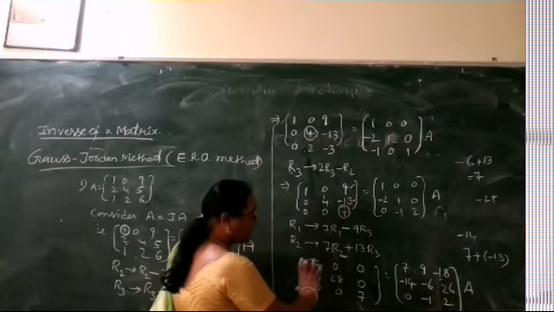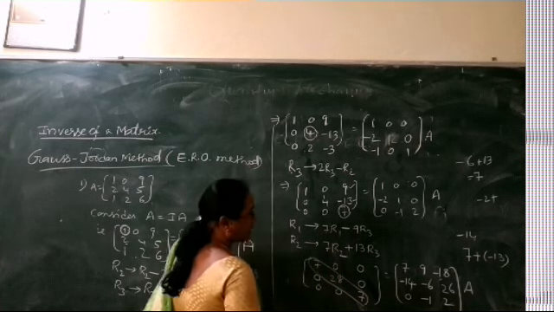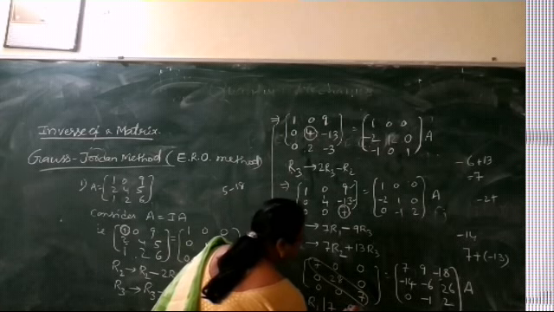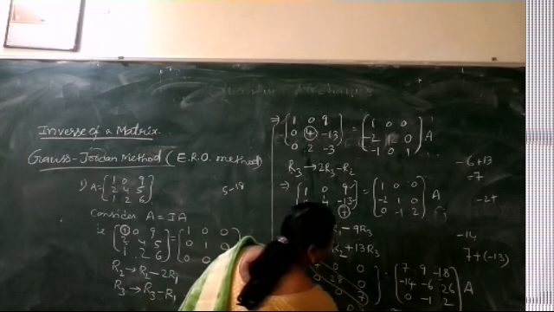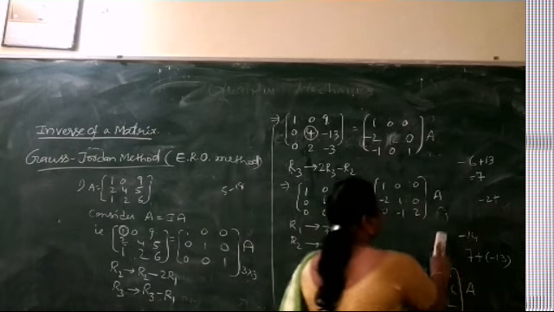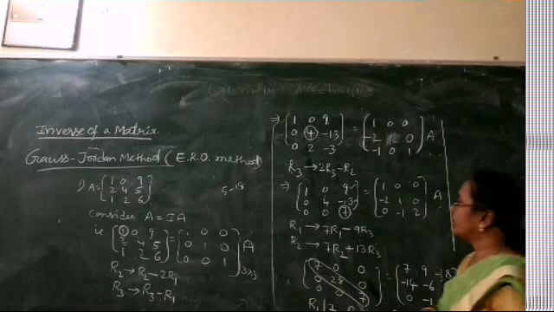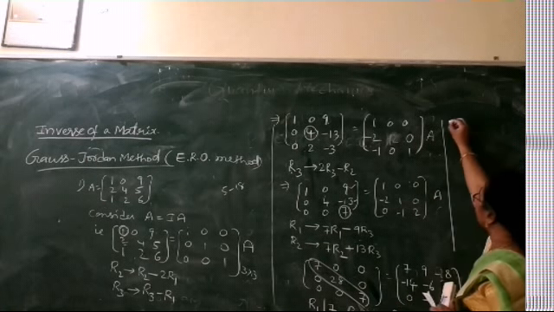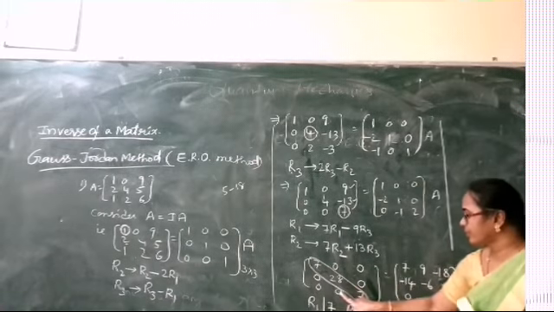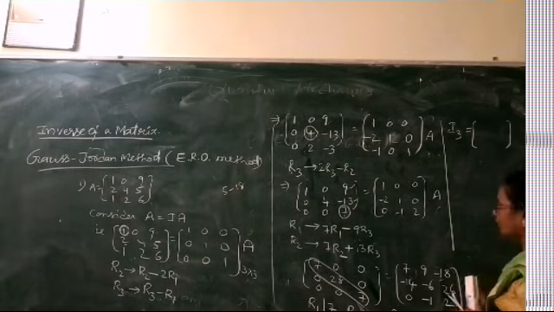Now we have got on the left hand side a diagonal matrix. Now we make it an identity matrix by choosing again R1 divided by 7 to make it 1, R2 divided by 28, next R3 divided by 7. And as a result, on the left hand side we are going to get 1 0 0, 0 1 0, 0 0 1, which is nothing but I3. On the right hand side what we are going to get?